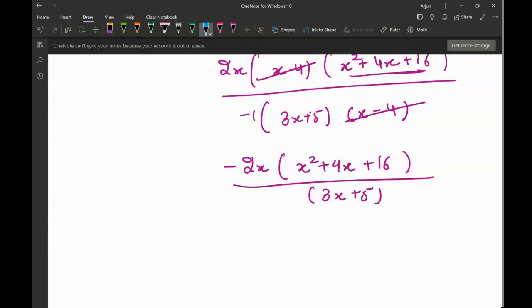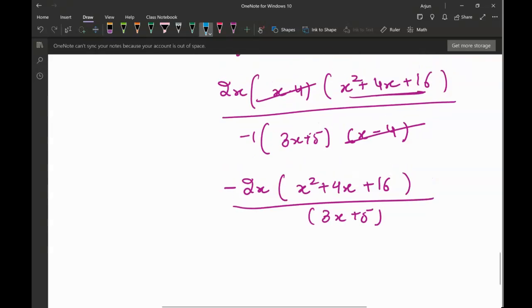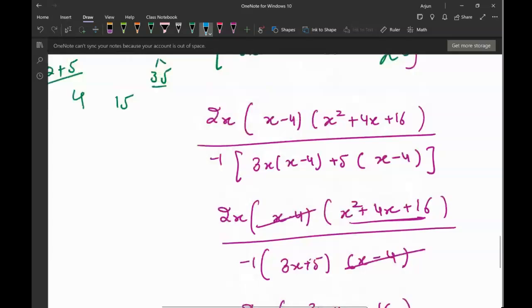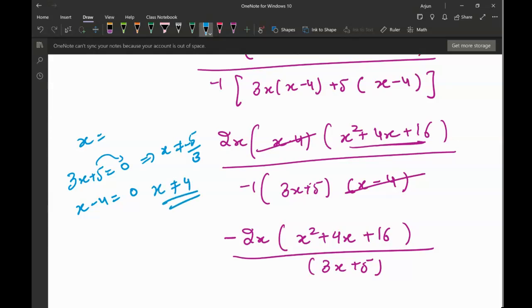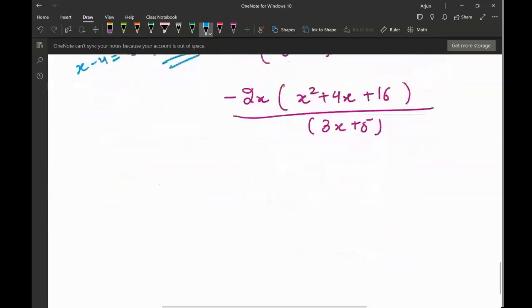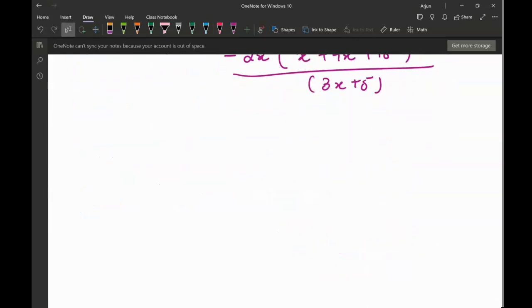Now another thing I have to do is to find the non-permissible values. For the non-permissible values, I will put whatever is in the denominator equal to 0. So this will be 3x plus 5 equal to 0 and x minus 4 equal to 0. So from here you can say x cannot be equal to negative 5 over 3, because this goes to the other side and becomes negative, and x cannot be equal to 4. So these are the non-permissible values. Never forget to find the non-permissible values.